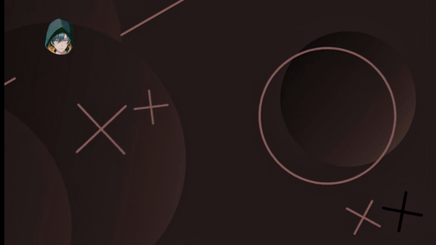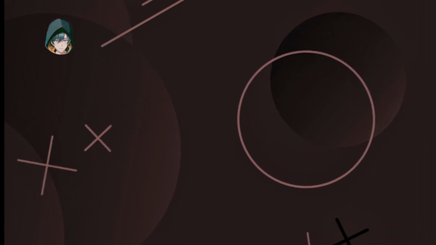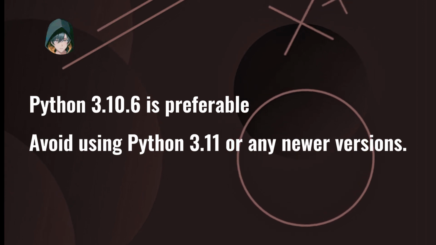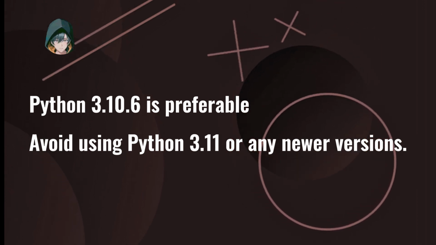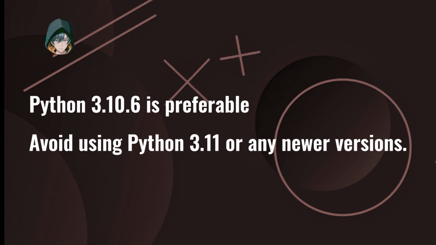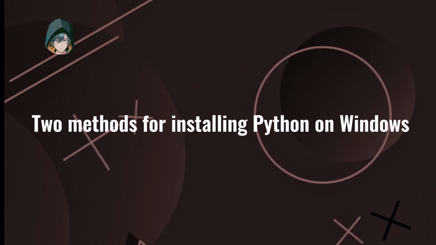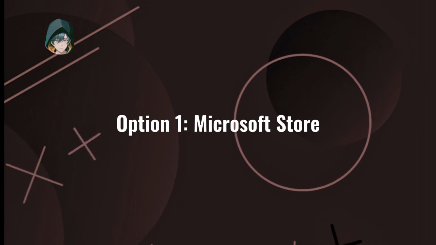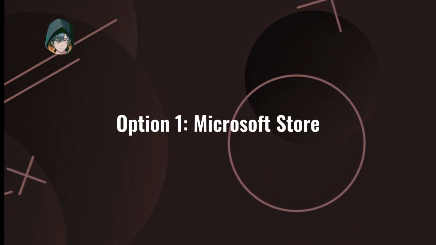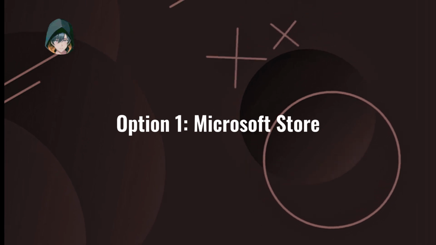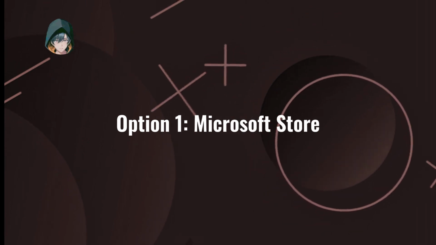To proceed with installing Python for the Stable Diffusion software, follow these steps. Ensure you have Python 3.10.6 installed. Please avoid using Python 3.11 or any newer versions. You have two methods for installing Python on Windows. Option 1. Download from MS Store. Remove any previously installed Python versions. You can uninstall them through Control Panel, add or remove programs.